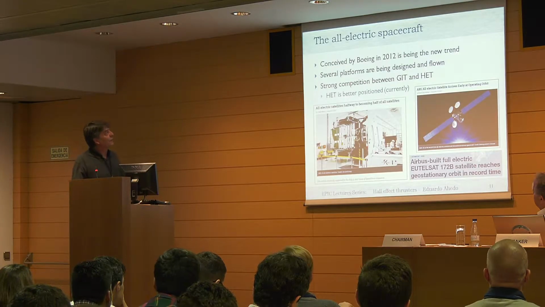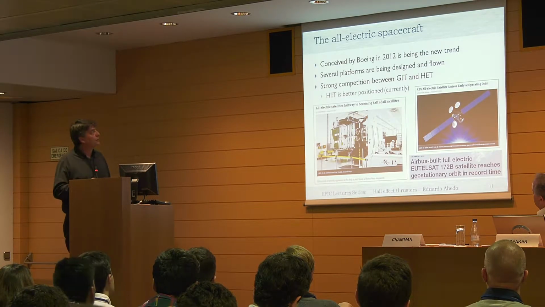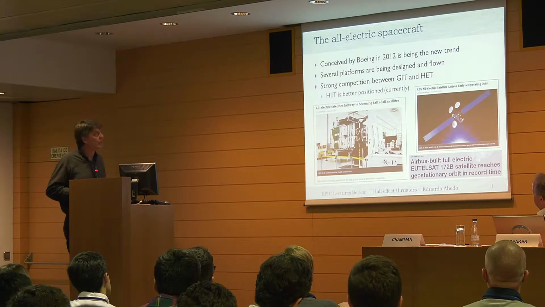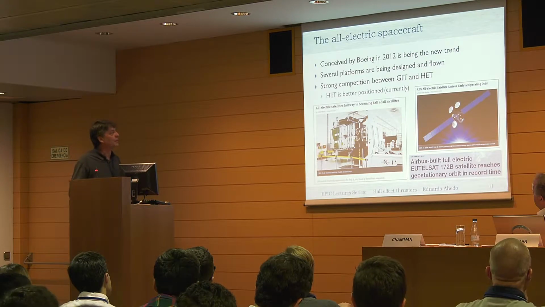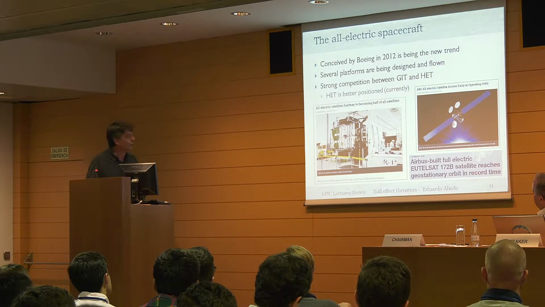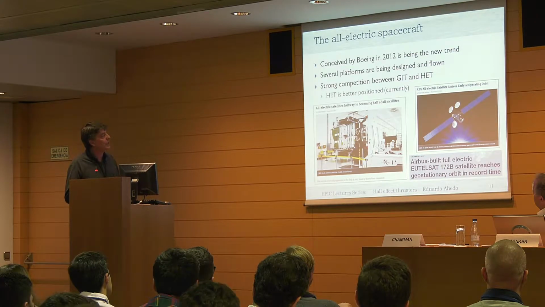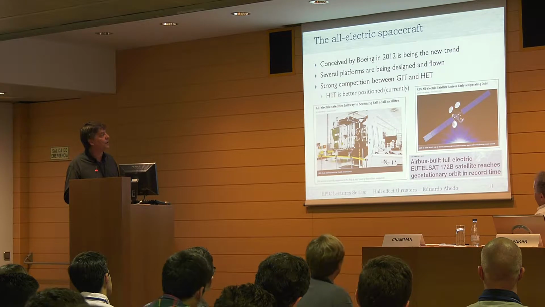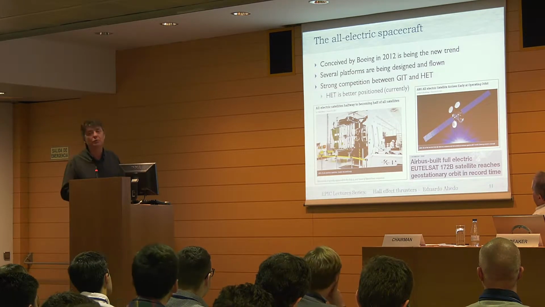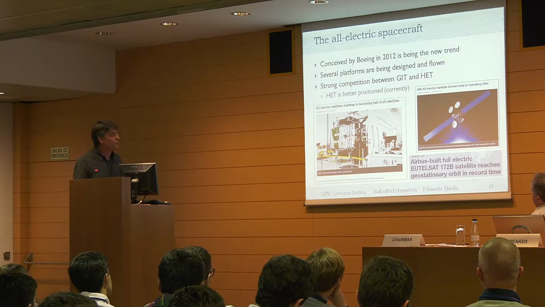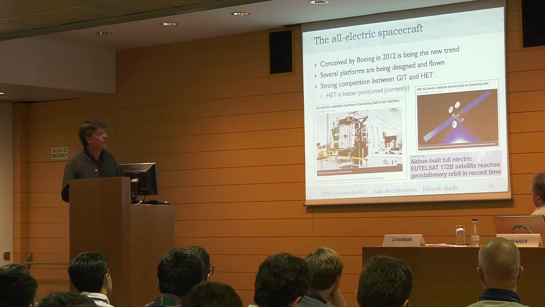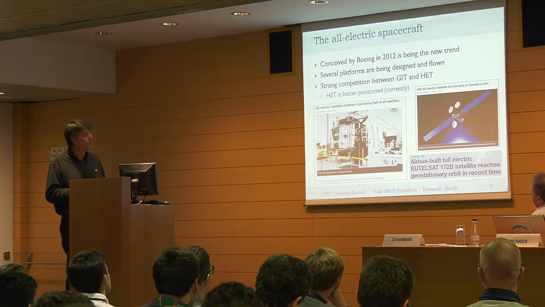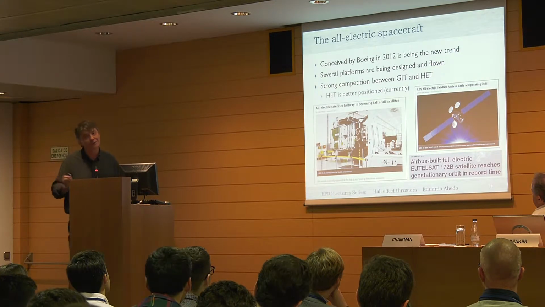Well, then we have the all-electric spacecraft conceived by Boeing in 2012, but now all the primes are trying to have their full electric spacecraft. So here we have three press releases. This is the arrival to geostationary orbit of the first all-electric spacecraft by Boeing, from September 10, 2015. This was from 2 weeks ago, when the Airbus full electric spacecraft reached the geostationary orbit. It was on October 11, so just today.